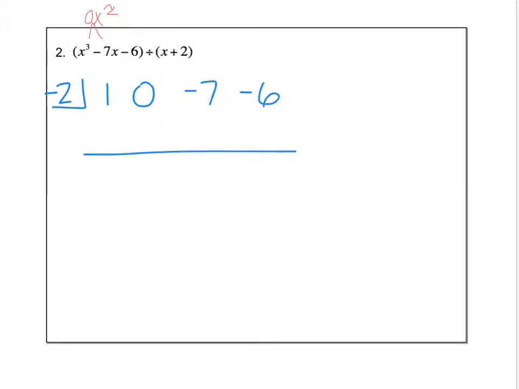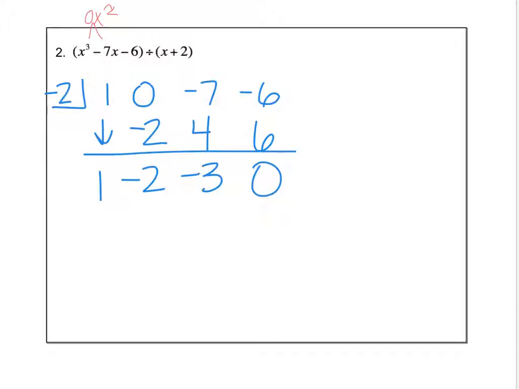What's my first step after I get it set up? Drop down the first number. The 1 comes down. Once it's underneath, multiply. 1 times -2 is -2. Add down, -2. -2 times -2 is 4. Add down, -3. -3 times -2.